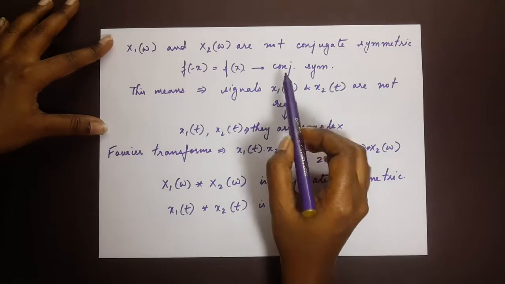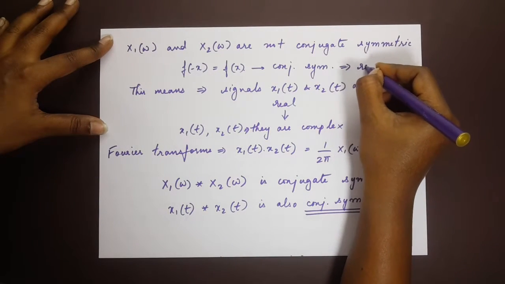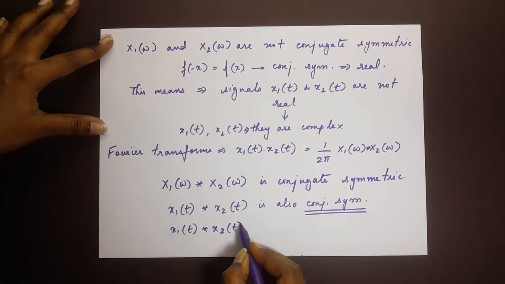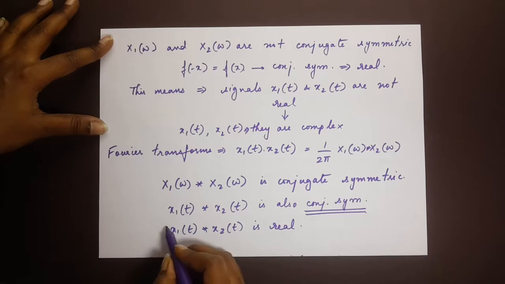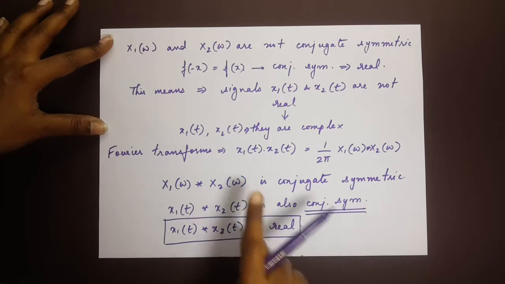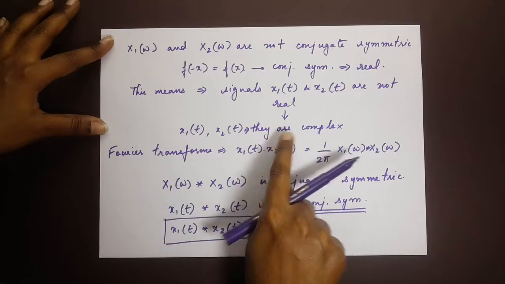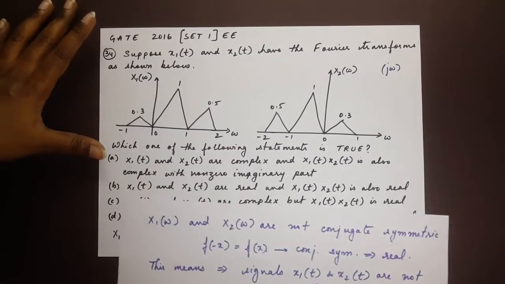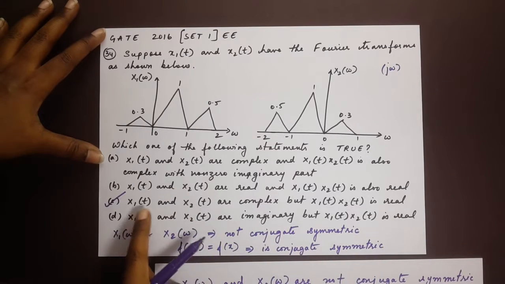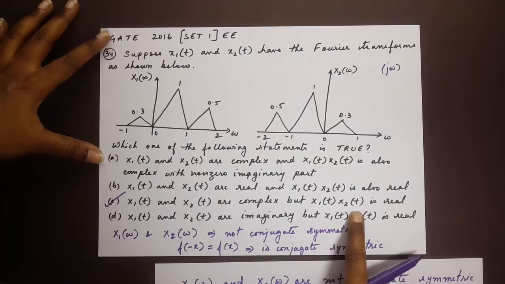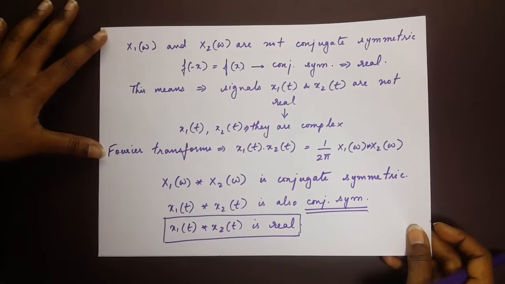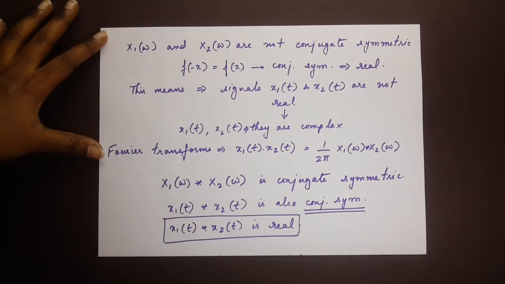And we noted that if it is conjugate symmetric, that means that it is real, which means that x1 of t times x2 of t is real. So we established this fact: x1 of t times x2 of t is real, and x1 of t and x2 of t separately are complex. So let's see which option. Here, option C: x1 of t and x2 of t are complex, x1 of t times x2 of t is real. Well, I hope this quick analysis of the waveforms and the notes help.